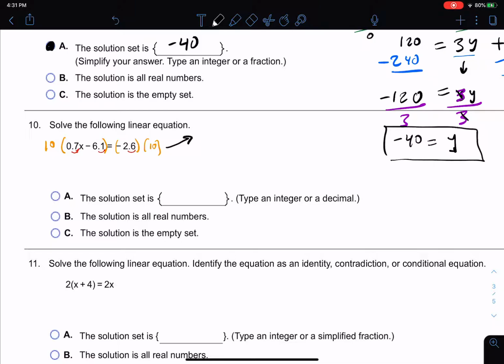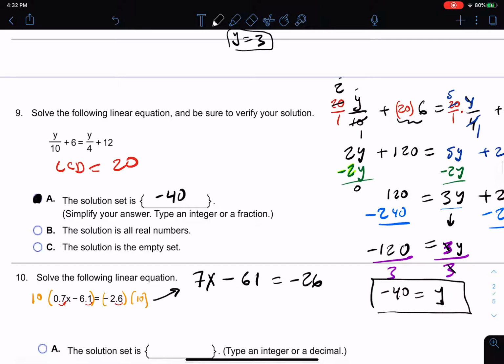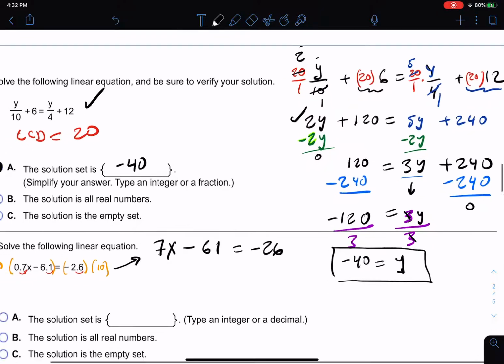So 0.7x becomes 7x, minus 6.1 is now 61, equals, now negative 2.6 is now negative 26. And that new equation will give you the same answer as the old equation. Let me say that about the last problem as well. We started off with this kind of messy equation, and by multiplying both sides by the LCD, we got to work with this less messy equation, no more fractions. That's sort of the point.